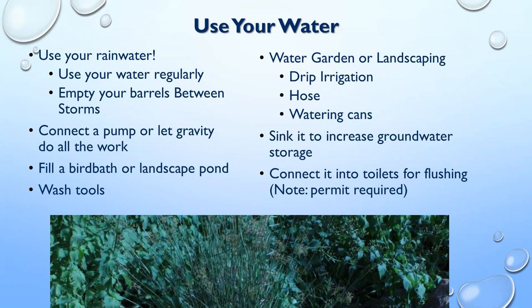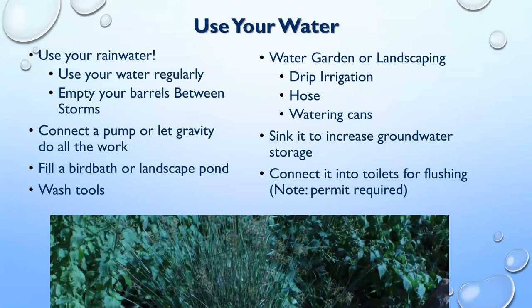We talked about using a pump or doing everything gravity fed. We talked about filling a bird bath or a landscape pond or a dry creek. It's also great for washing tools. You can just water your garden or landscape. If you're going to do drip irrigation, we talked about that extra filter you really want to set up. For a hose or watering can, it's the more basic system where you really don't need a filter. You just hook the hose on and open the valve.